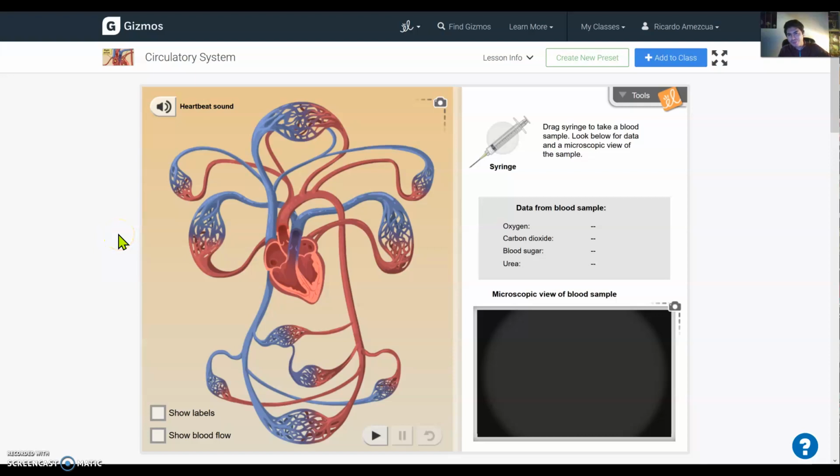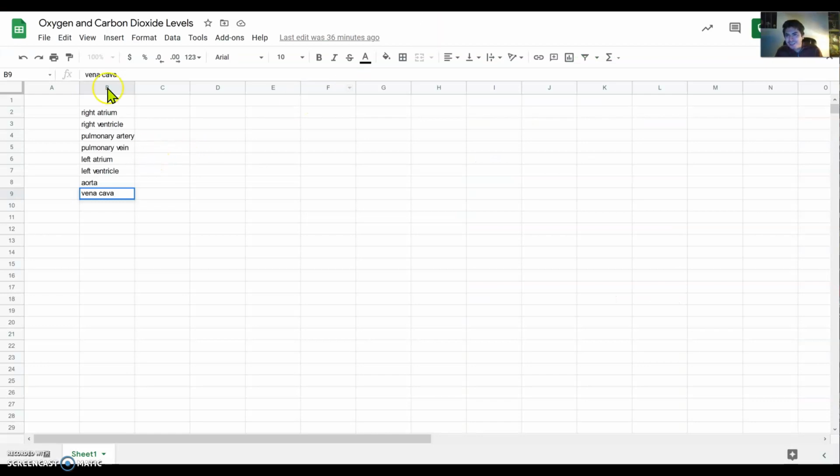Hello everyone, Mr. Mesco here, and today we're going to take a look at the circulatory system and the oxygen levels and carbon dioxide levels for the different parts of the heart and different blood vessels around the body. So, with that said, get yourself a Google Sheets document.